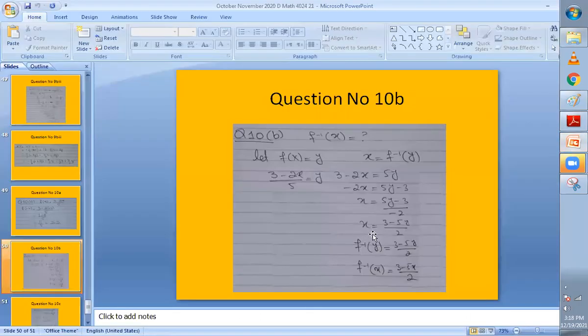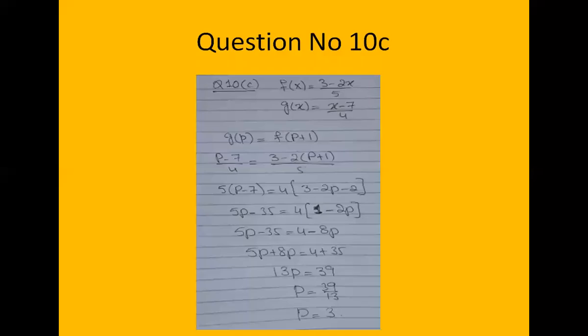So let me show you how this is done. So here f of x is 3 minus 2x by 5, and g of x is x minus 7, the whole thing divided by 4. He says g of p is equals to f of p plus 1. So in this formula, in the place of x put p minus 7 divided by 4. In this formula, in the place of x put p plus 1. So you have 3 minus 2 bracket p plus 1 bracket close divided by 5.